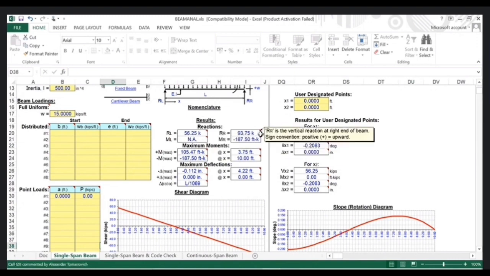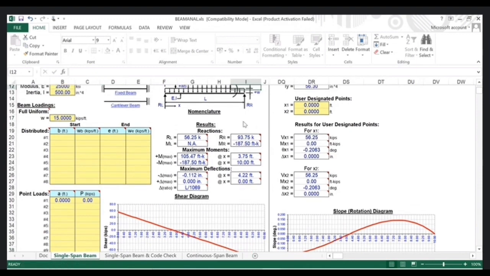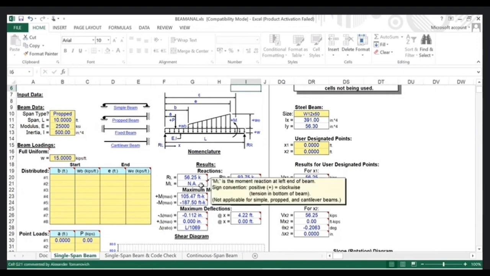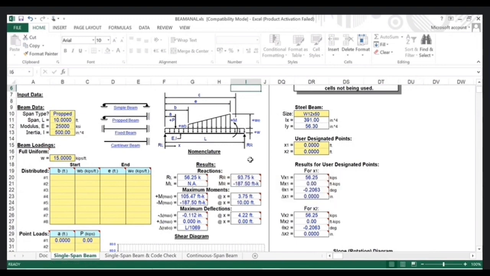So you can see here in our section, the A point means the left support is the roller support and the right support is the fixed support. So here you can see the values of the moment. On the left support the value of moment is 0, so here the value is not available. And on the right support, which is fixed, the negative moment will come as minus 187.50 kilopound feet.